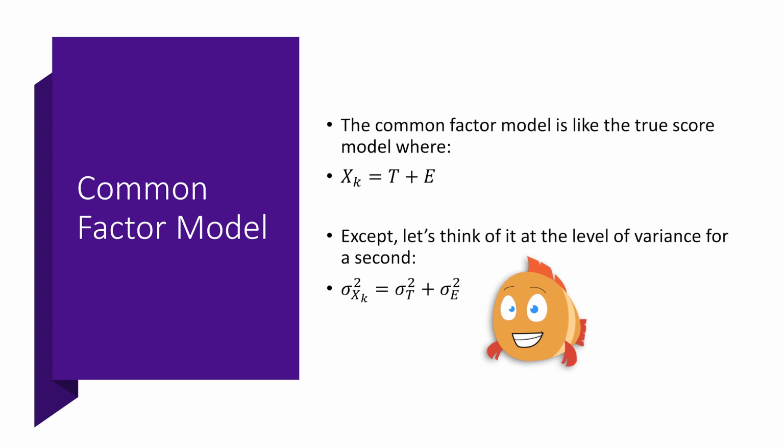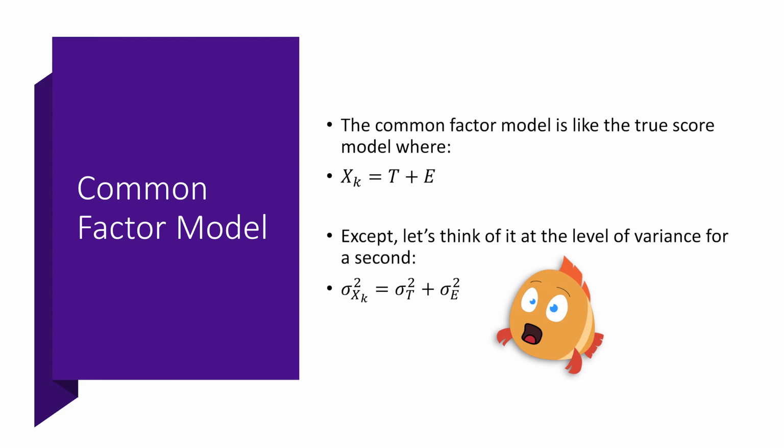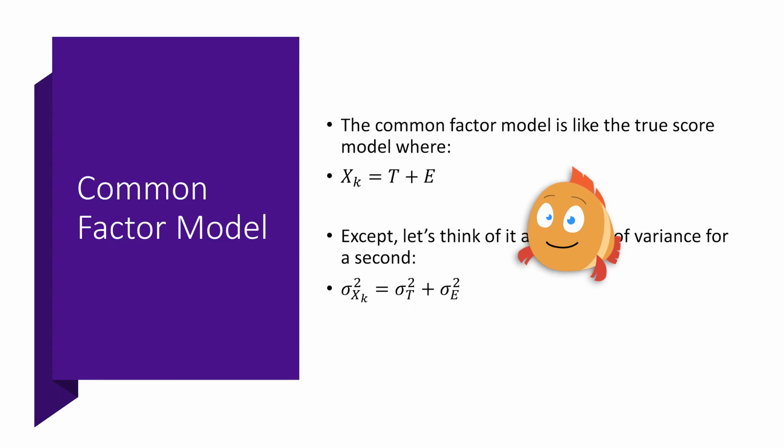Now, in the common factor model, this can be essentially summarized as X sub k, where k indexes the items, is equal to T plus E. Except it's probably better to think about this as variance for a second, where sigma X sub k is the sum of sigma of true score plus sigma of error. Remember those variance sum laws? They're going to come into play here.